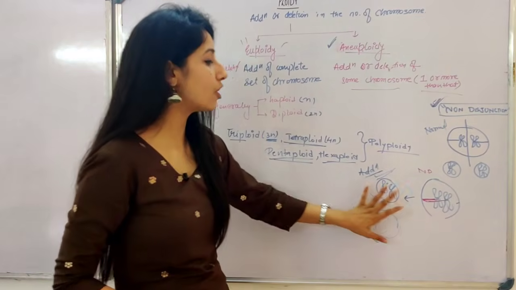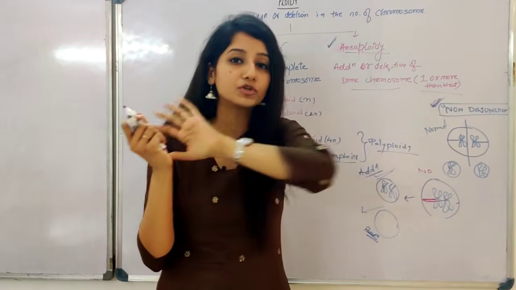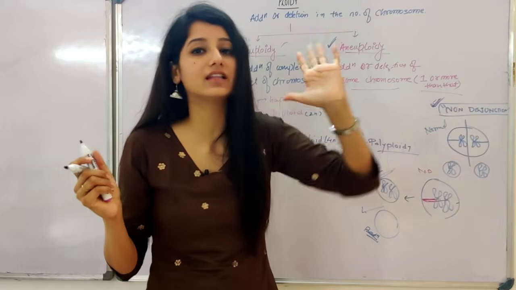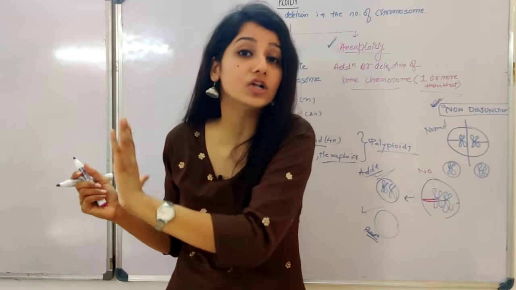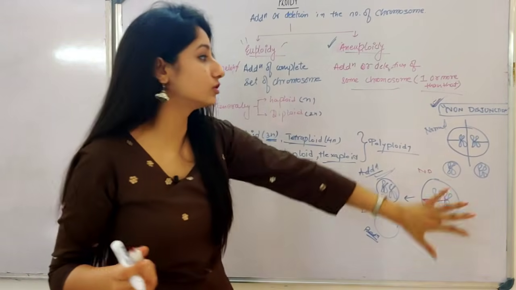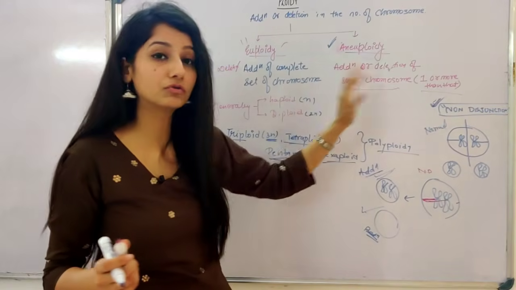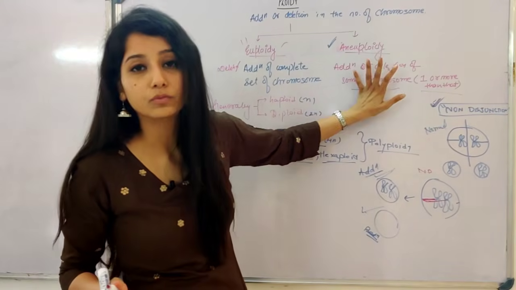And if instead of one chromosome, all sets are pushed or pulled to one side, and the other side doesn't get the whole set of chromosomes, then that will be known as euploidy. So this is what non-disjunction is, in basic terms. Through this you will be able to understand euploidy and aneuploidy.